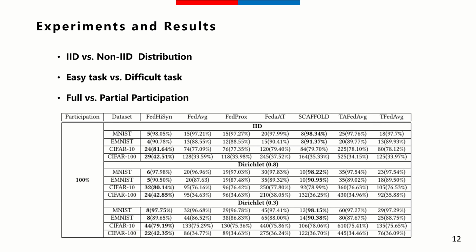When the proportion of devices participating in training is small, the communication between devices can still be used to help train higher accuracy models.